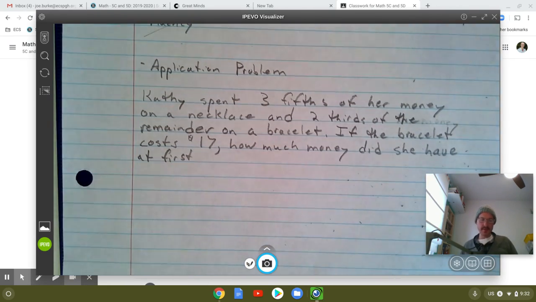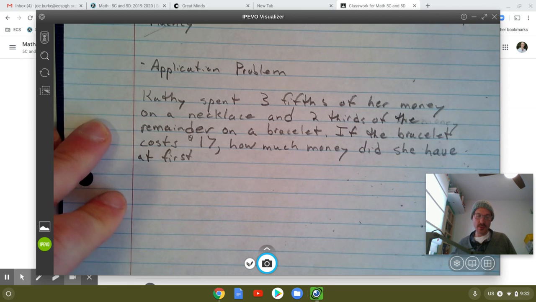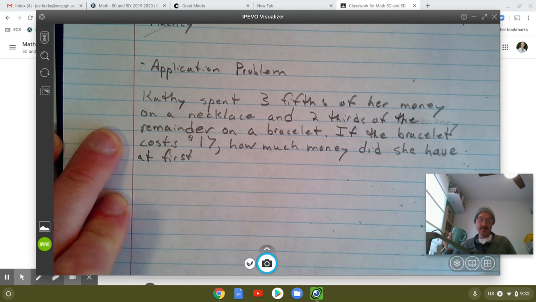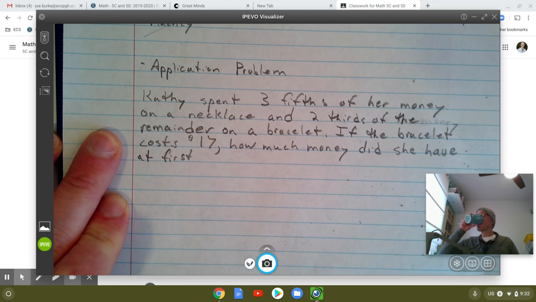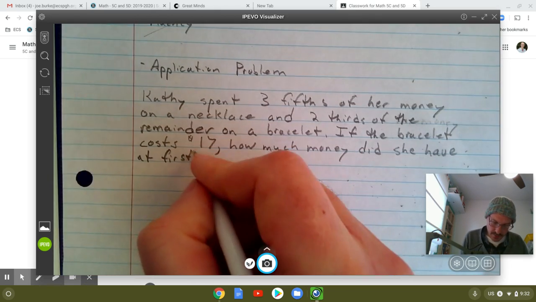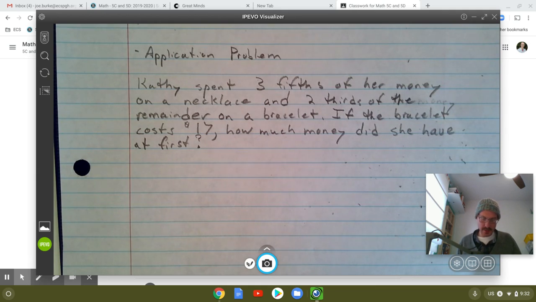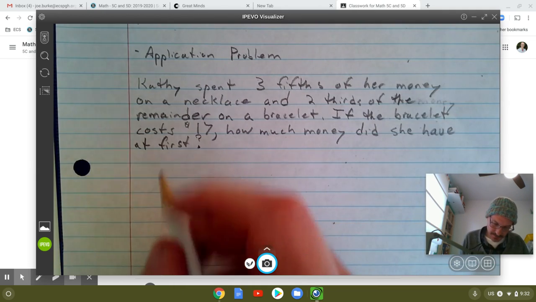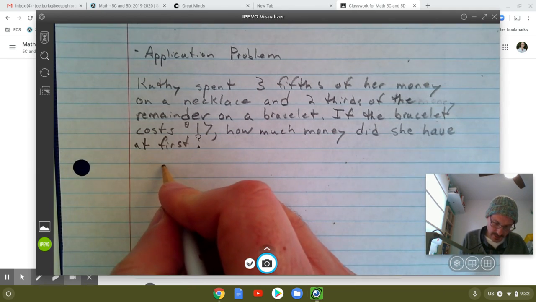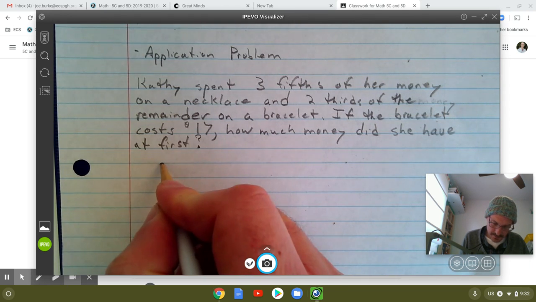Kathy spent 3/5 of her money on a necklace and 2/3 of the remainder on a bracelet. If the bracelet cost $17, how much money did she have at first? So, again, you should have started this yesterday, and then we got distracted with other things. But okay, so 3/5 of her money on a necklace. Okay, so tape diagram.